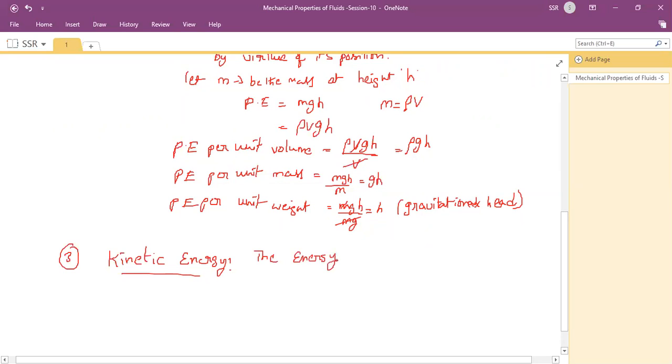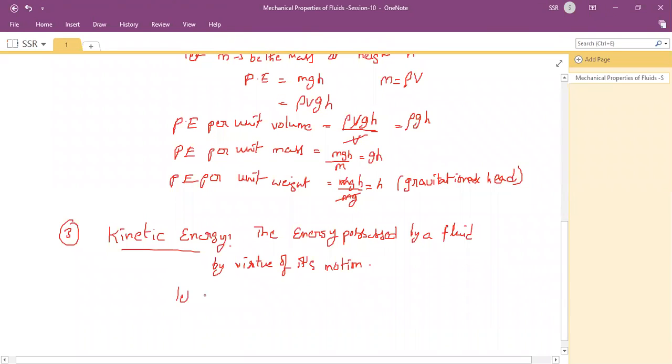The energy possessed by a fluid by virtue of its motion is called kinetic energy. Then how to define kinetic energy? Let us suppose let m be the mass of the fluid, capital V the volume, and small v the velocity of the fluid.